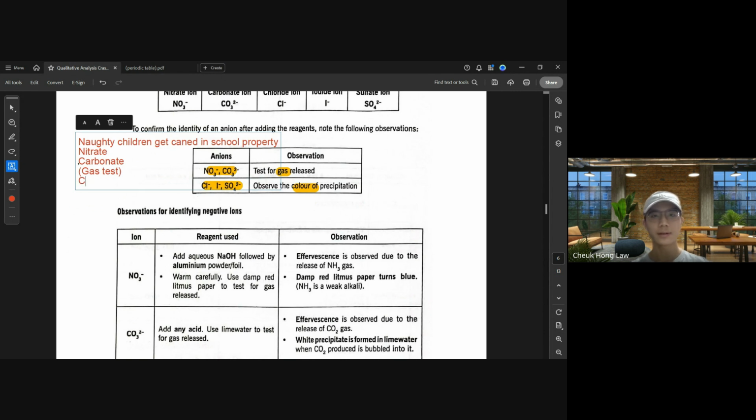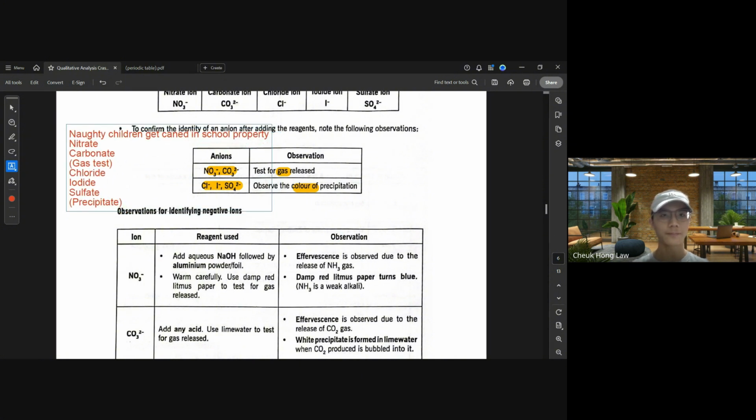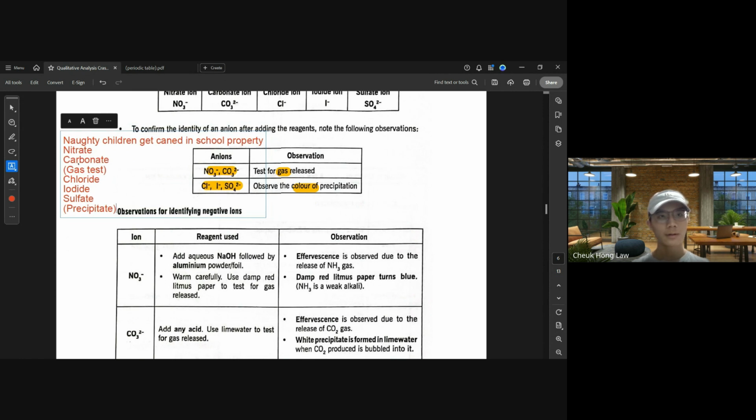Following that, naughty children get caned in school property. C is chloride, I is iodide, school will be sulfate, and property is precipitate. That means you test for the precipitate.